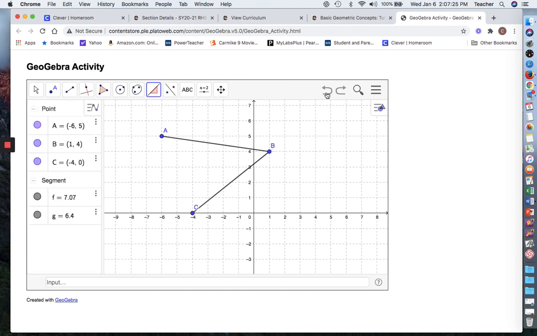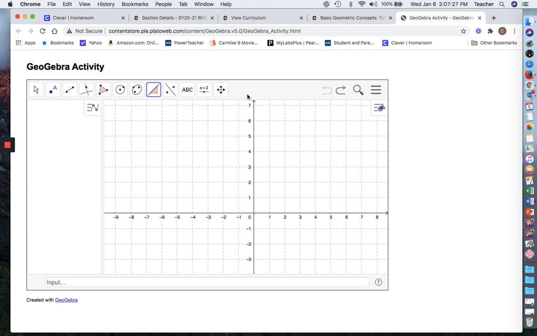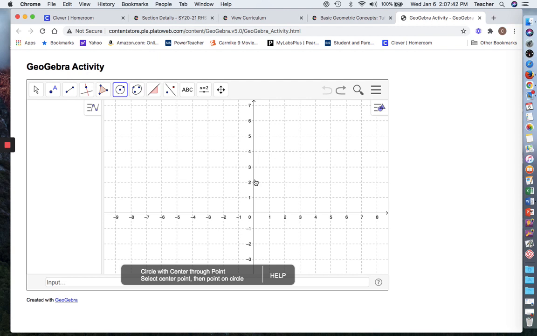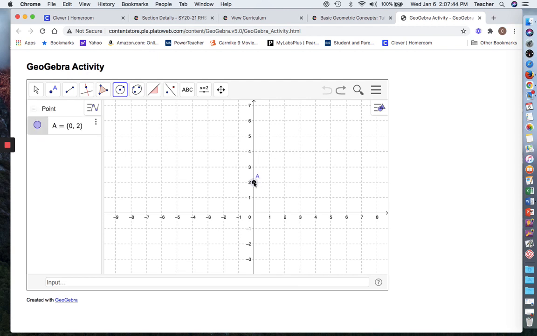We're also going to be talking about circles. So I'm just going back to the original. There's your circle icon. And again, you're going to see there's all different types of things that are available here. But today is just kind of some basics. So we're going to do circle with center through point. So all I'm going to do is I'm going to put a dot right there, and that's going to be my center. And as I move, you'll notice that my circle gets bigger or smaller.